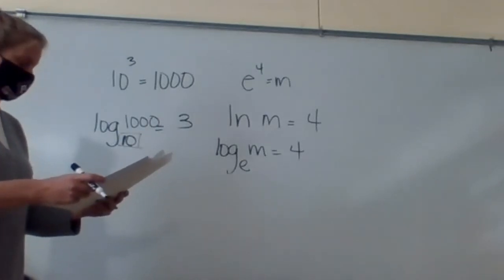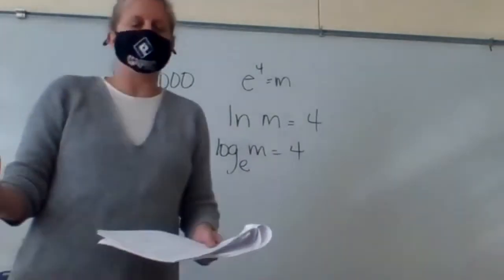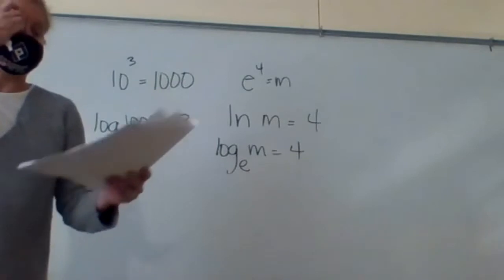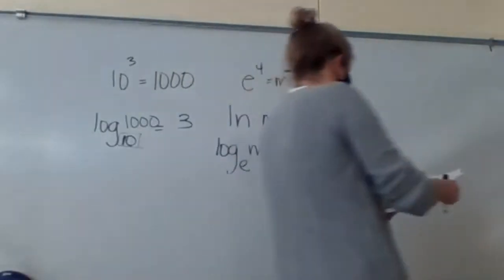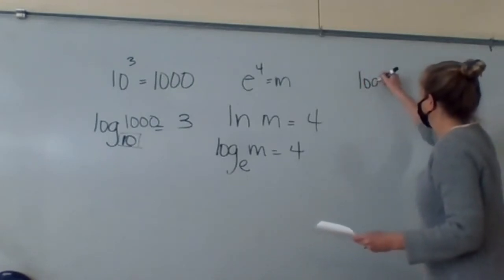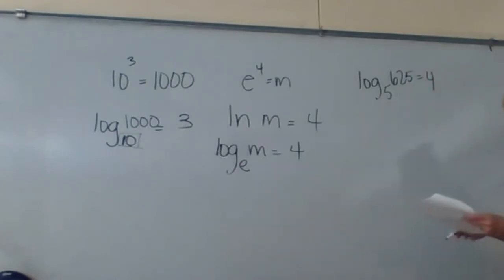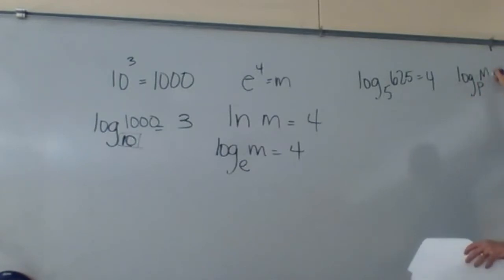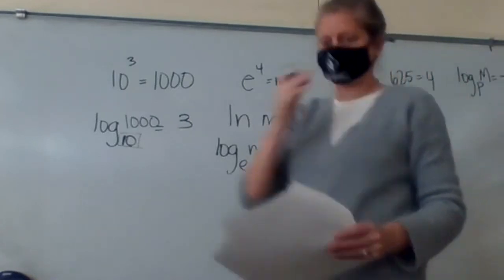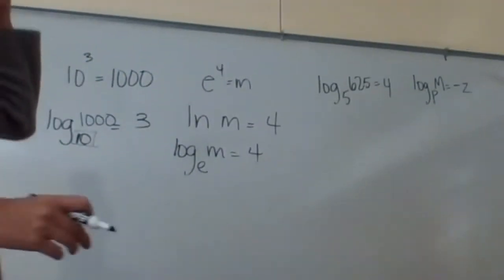All right, number 13 and 14 are giving us a logarithmic equation and asking us to convert it back to an exponential equation. So let's see, number 12 has log base 5 of 625 equals 4, and log base p of m equals negative z. So again, going from logarithmic to exponential now.